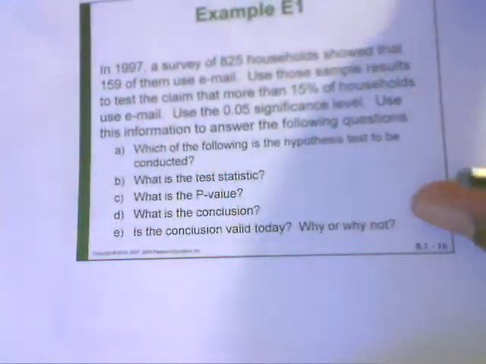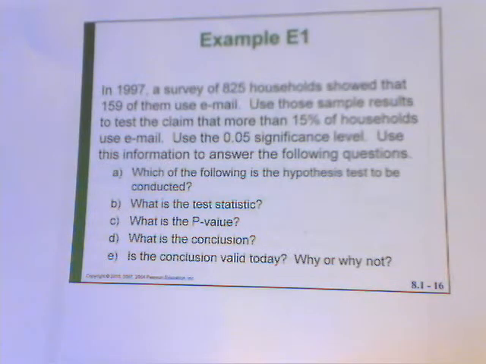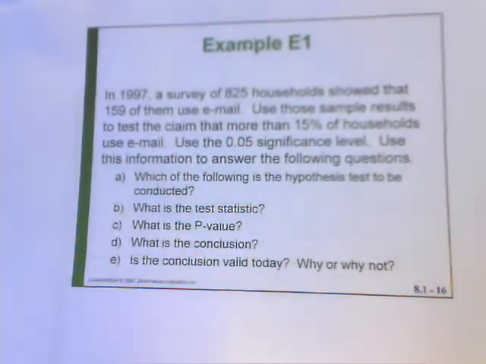All right, let's start off with, on the other handout, you should have example E1. In 1997, a survey of 825 households showed 159 of them use email. Use those sample results to test the claim that more than 15% of households use email. You want to use the 0.05 level of significance, and you're going to use this information to answer the following questions. Part A, which of the following is the hypothesis test to be conducted? Part B, what is the test statistic? Part C, what is the p-value? Part D, what is the conclusion? And part E, is the conclusion valid today? Why or why not?